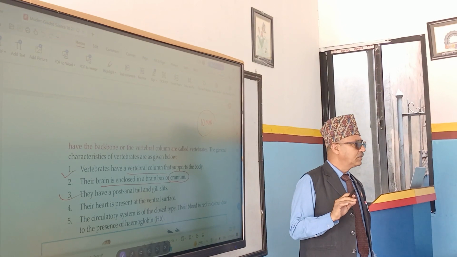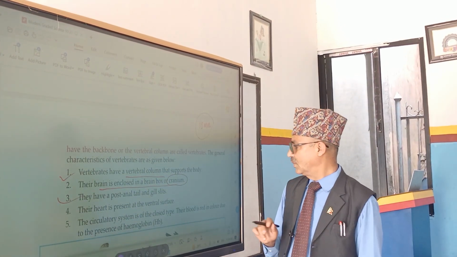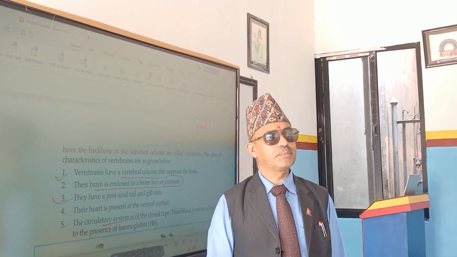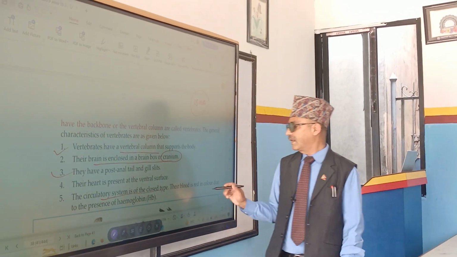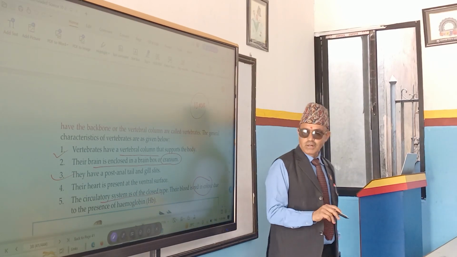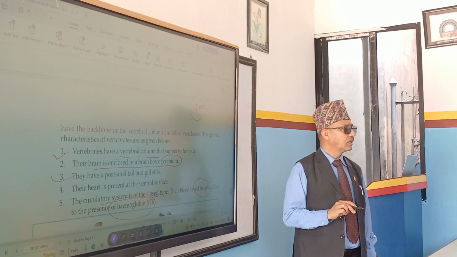Where is the brain located? Cranium, or brain box. Circulatory system is closed. And what type of blood is present in them? What color blood? Red color blood. Blood is red in color because of which substance? Hemoglobin.